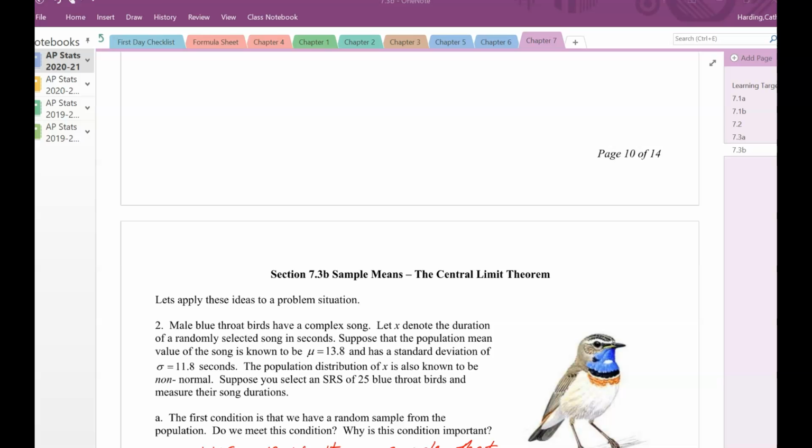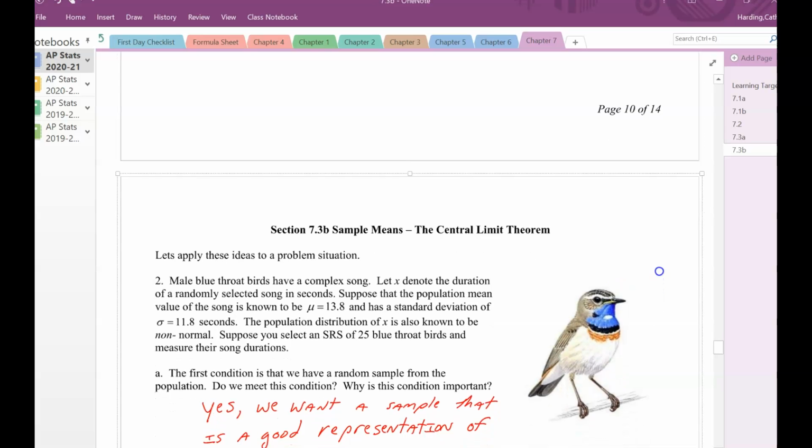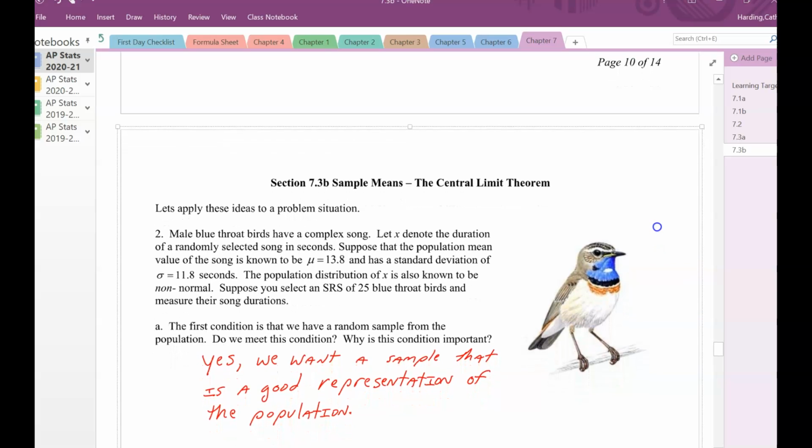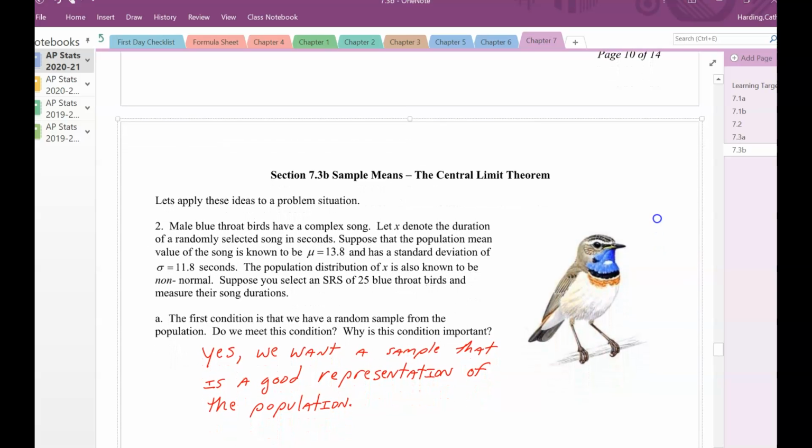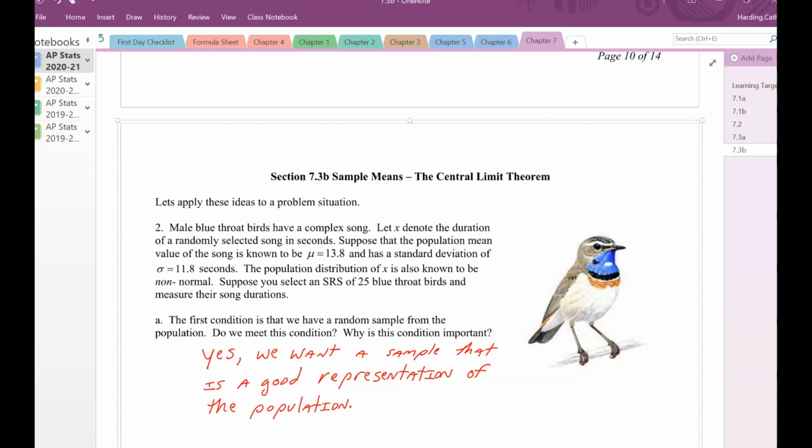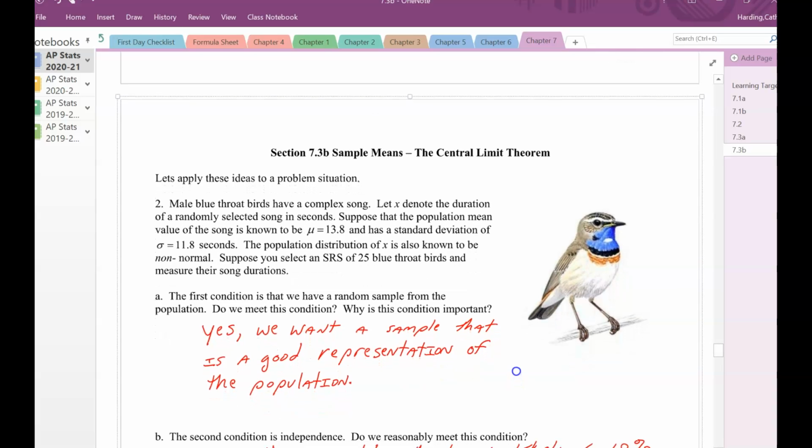The first condition is random sampling from the population. Did we meet the condition, and why is this important? Well, we did meet it. It says it right there that it was a selection of an SRS. We want the sample to be a good representation of the population. We don't want to end up with a sample that's biased in any way. We want to get a good representation. So that condition has been met.